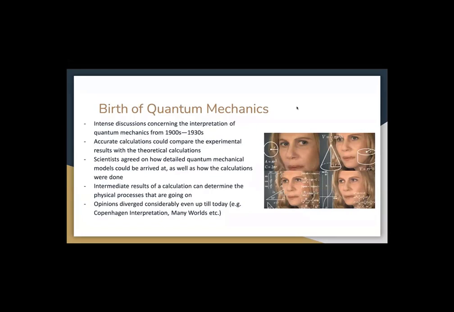Last but not least, we'll be talking about the birth and history of quantum mechanics. Regarding the interpretation of quantum mechanics from the 1900s to the 1930s, there were many intense discussions among scientists, and these scientists could all agree on how detailed quantum mechanical models could be arrived at, as well as how the calculations were done. And these calculations could compare the experimental results with the theoretical calculations. Furthermore, intermediate results of a calculation can also determine the physical processes that are going on. Up to this day, opinions diverge considerably, such as the Copenhagen interpretation, many worlds, etc.